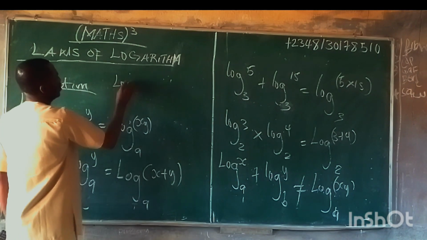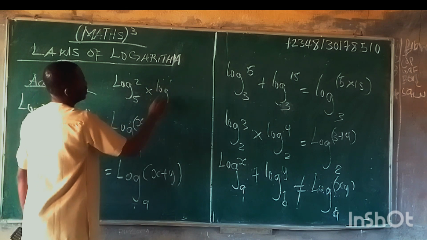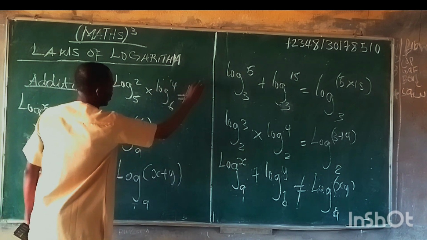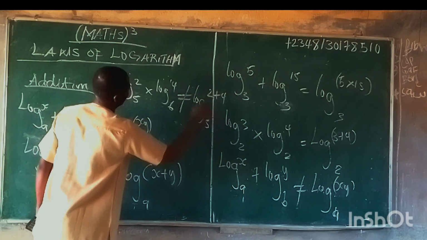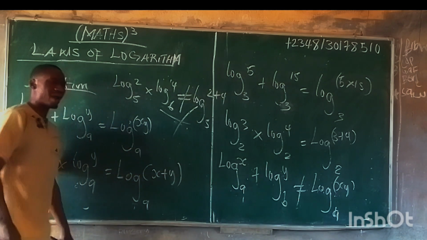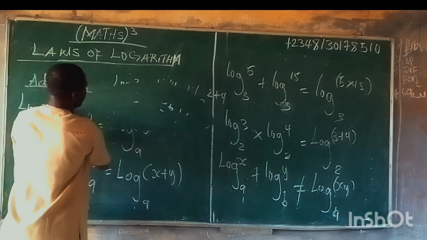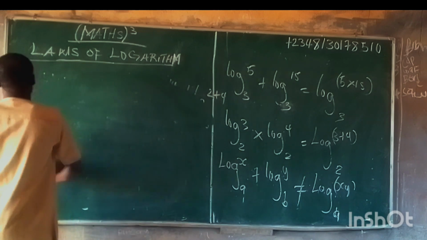If you have log 2 base 5 times log 4 base 6, this is not equal to log 2 plus 4 base 5. No, this is wrong. So let's go to the next law. The next law is the law of subtraction.